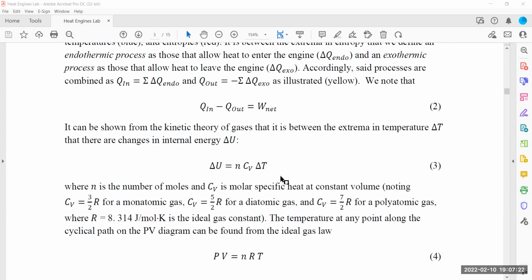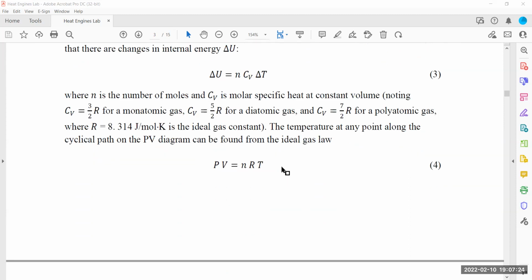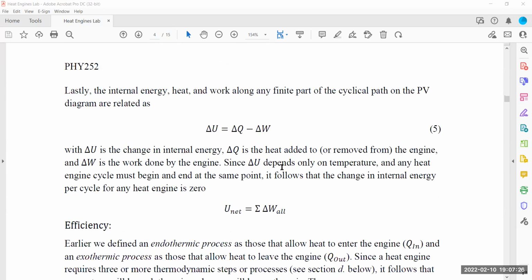Delta U is always nCV delta T, and you have PV equal to nRT, which is the ideal gas law. This expression follows the book. Okay, the biggest mistake in this lab in here is these deltas. And I always intend to fix that, but I really don't get around to doing it.